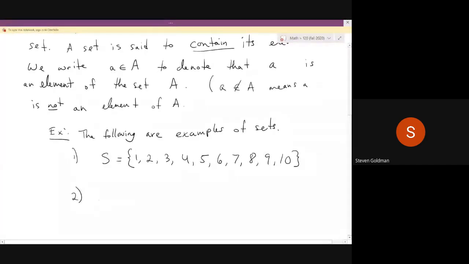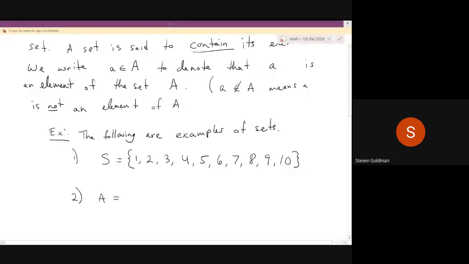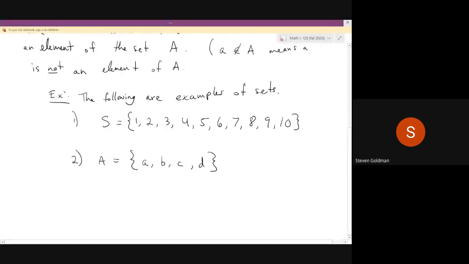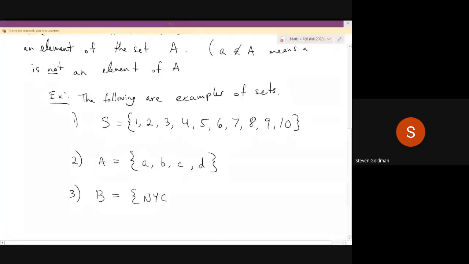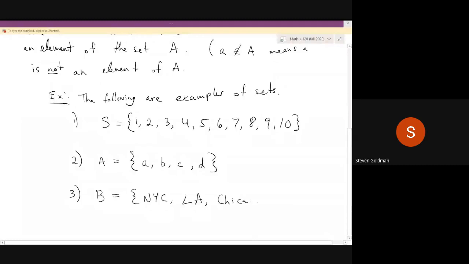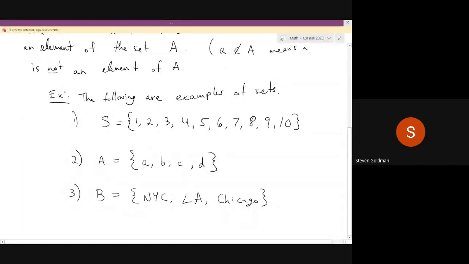Okay. I could have another set. I could have a set where my elements are, let's say, letters here. So A, B, C, D. Okay. I could have another set that's called my next set B, where my set here is cities. So I could have New York City, Los Angeles, Chicago, okay, and so on and so forth.